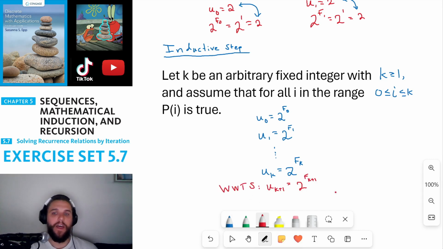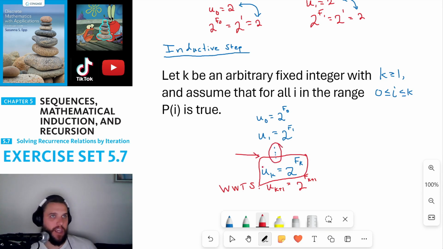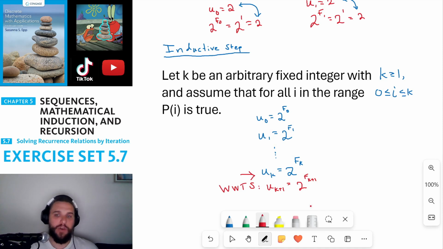We want to show that u sub k plus 1 equals 2 to the power of f sub k plus 1. That's the goal. And to prove this, we're going to need u sub k specifically, but we're also going to need u sub k minus 1. So if you notice, I put dots here. Now, depending on what k is, this means that we could have a list from u sub 0, u sub 1, u sub 2, u sub 3, u sub 4, all the way up to k minus 3, k minus 2, k minus 1. And the very last equation that we get in the inductive hypothesis is u sub k equals 2 to the f sub k. We're not going to need all of these, but we're going to need 2 of these.